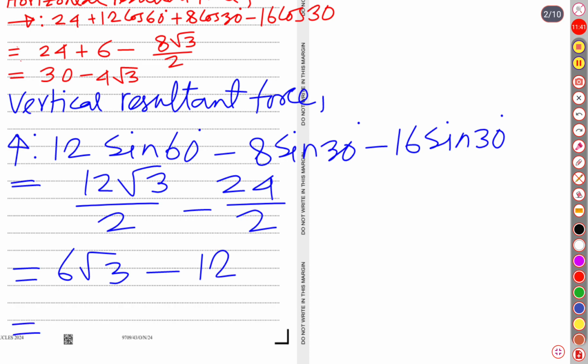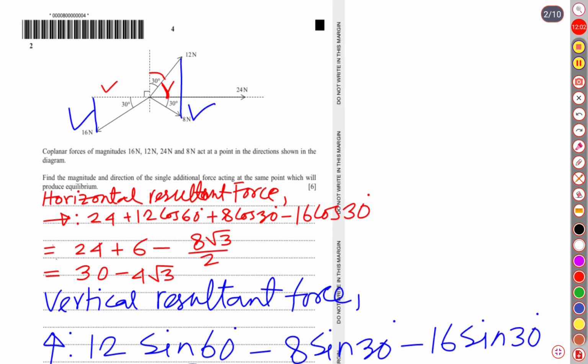So the magnitude of the force is negative, that means the downward force is more. Minus 12 plus 6 square root of 3 is the force acting downward. Now let's go back to the question. The question told us to find the magnitude and direction. First of all, we'll find the magnitude.